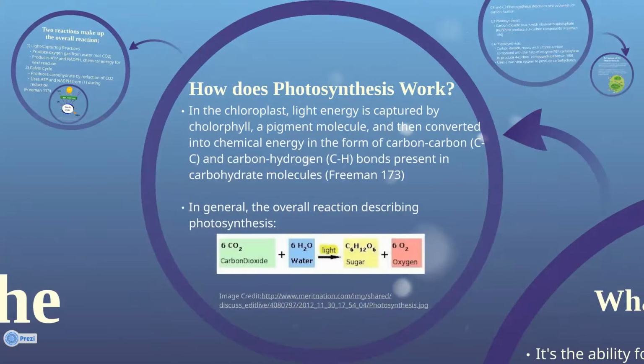So how does photosynthesis work? Light energy is captured by chlorophyll, which is then converted into chemical energy in the form of chemical bonds that compose the carbohydrate molecule. The net chemical equation for photosynthesis can be seen below.